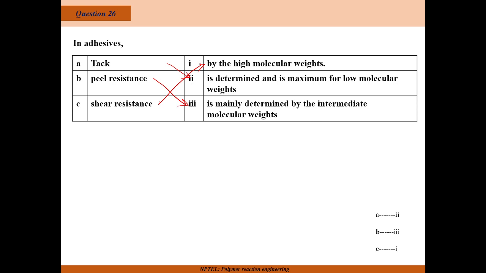So here, basically tack refers to the initial adhesive strength that develops on contact between the adhesive and the substrate. Tack is maximum for low molecular weight. Peel resistance is mainly determined by intermediate molecular weight, and shear resistance is for high molecular weight. So this is for low, intermediate, and high.